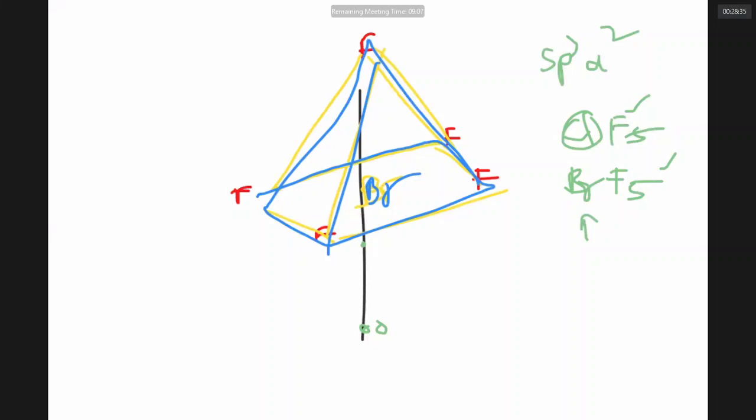This lone pair, I need not worry about. This is a lone pair. A lone pair will not contribute anything to the shape. It is like a square pyramid, yes or no? BrF5 has a square pyramid shape.